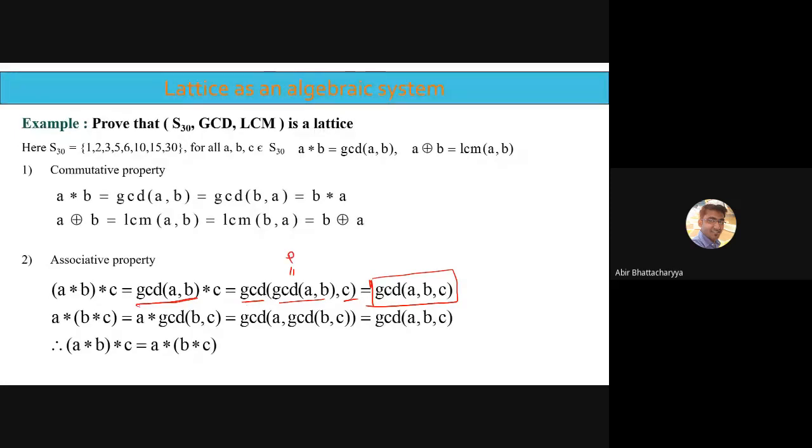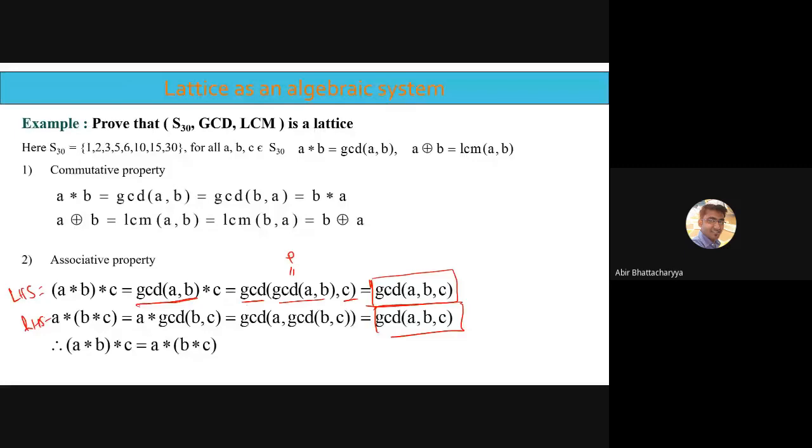Similarly for the RHS case, we can write in this manner. It is equal to GCD of A, B, C. So finally, we can say that the associative property holds true whenever we consider GCD as the operation. In the same manner, we can write for LCM.